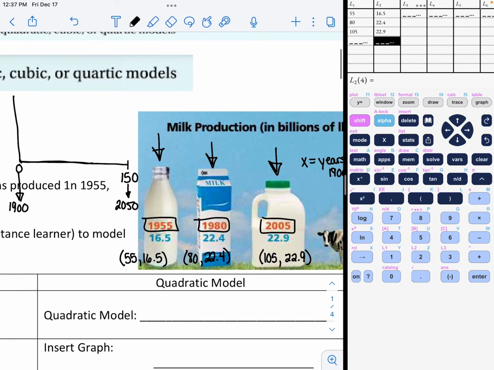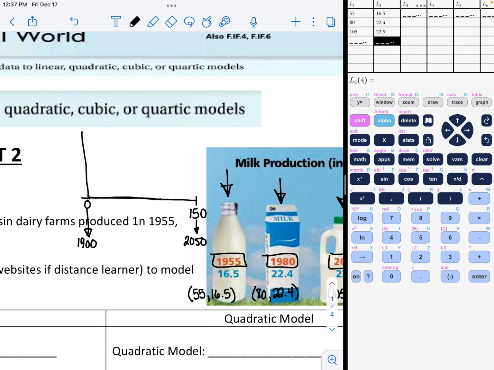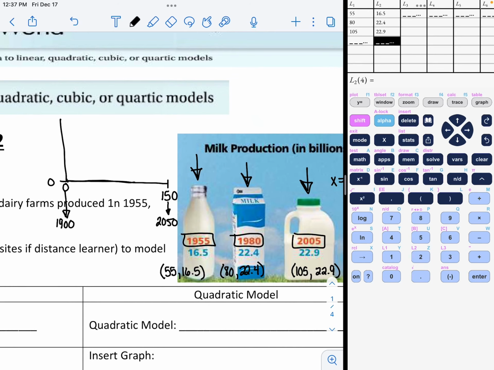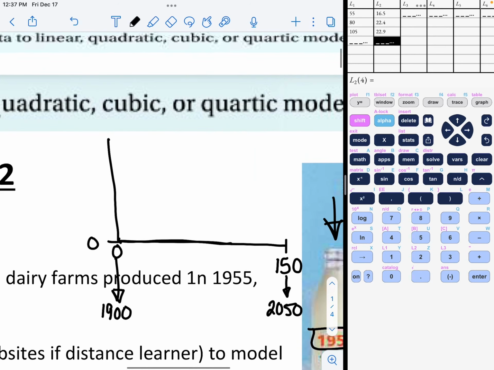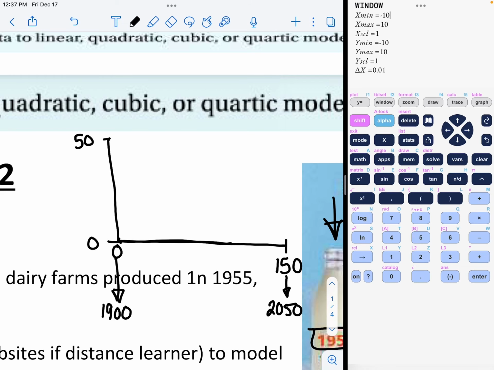For my y-axis, I'm going to also start at 0, which represents 0 billions of pounds, and I only need to really go up to 23, so I'm going to go all the way up. I'll just go to 50. Let's see what that looks like. So I'm going to go to my window. I'm going to go from 0 to 150.